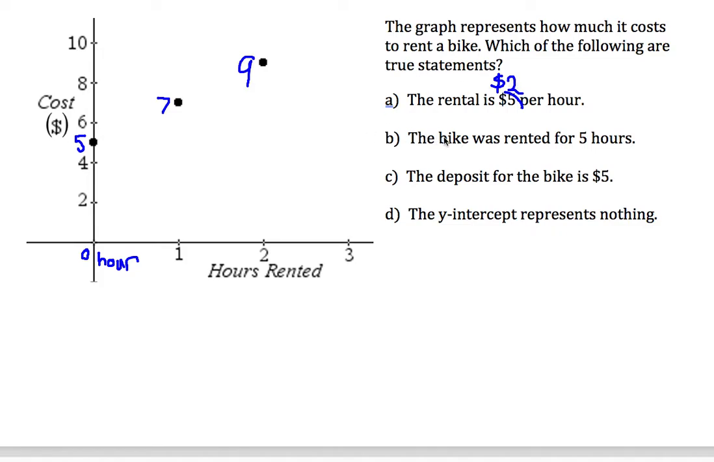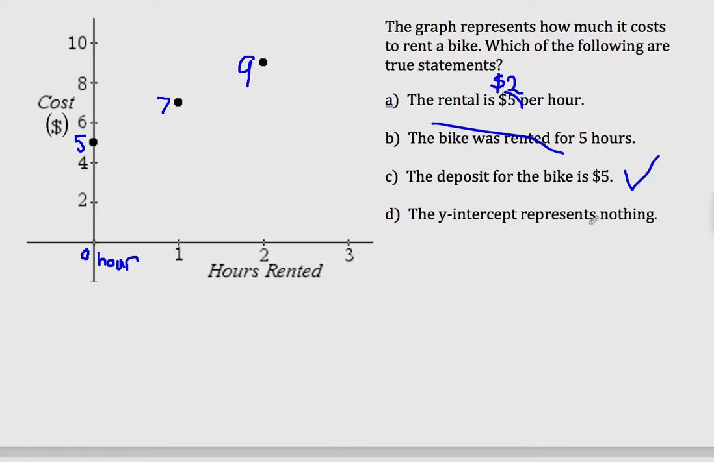And then this next statement, the bike was rented for 5 hours. We have no idea how many hours the bike was rented for. This is just showing you how much it would cost according to how many hours you're renting it. So the statement is also false. And then the next one, the deposit for the bike is $5. That one is true.